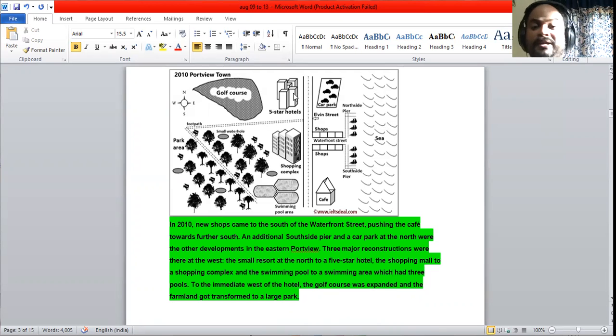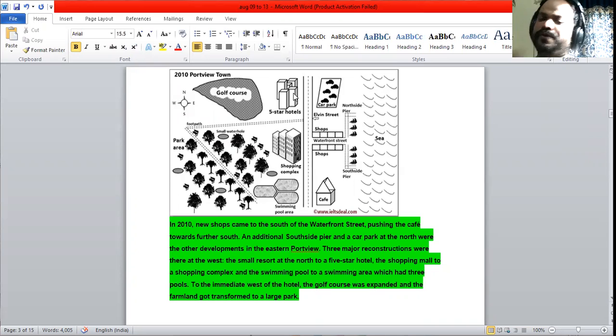I have not mentioned the north side pier because there was only a north side pier before. So an additional south side pier, in the sense, it gives you an idea that the pier was there. The north side pier was already there, so I didn't repeat that. So from this, I can understand that a south side pier is there in addition to the north side pier. And a car park at the north were other developments. So these were the other developments in the eastern Port View.